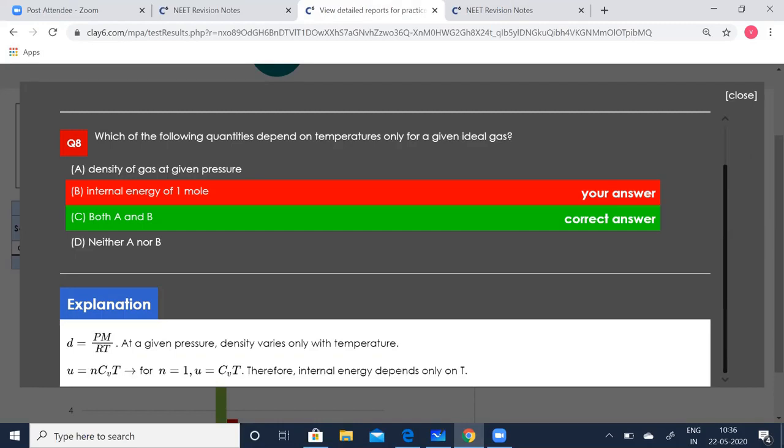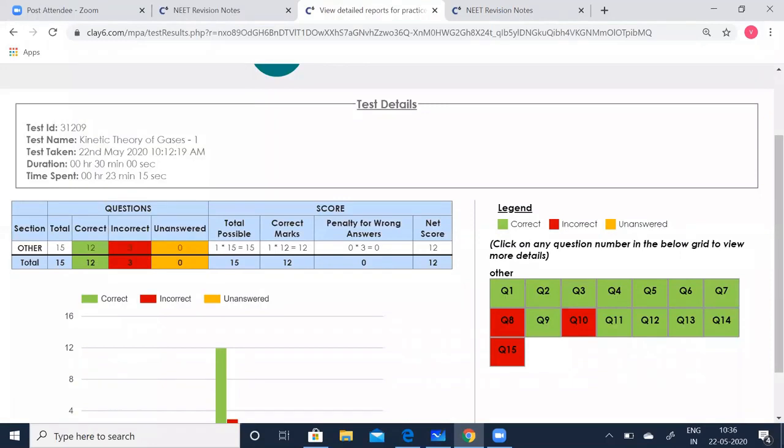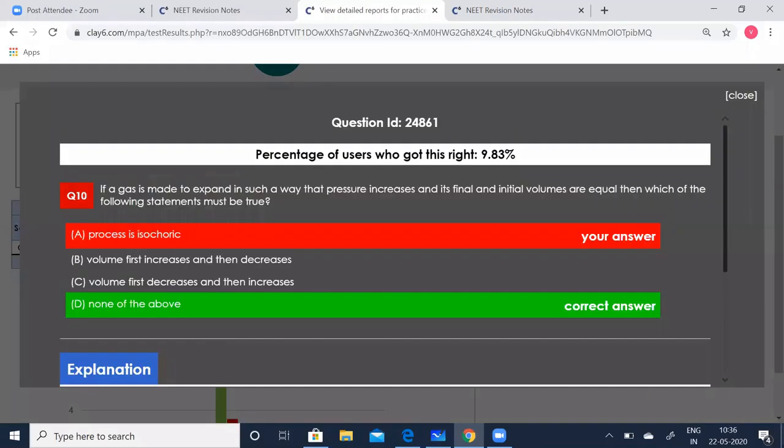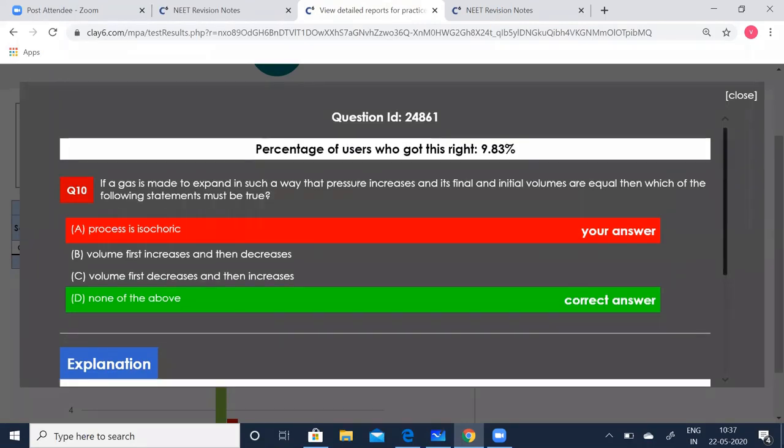All right. So that was one wrong. Let us see the 10th question. I actually messed up the 8th, 9th, 10th questions, so that's why it went wrong. If a gas is made to expand in such a way that pressure increases and its final and initial volumes are equal, then which of the following statements must be true? We said the process is isochoric. Let's see what the explanation is.